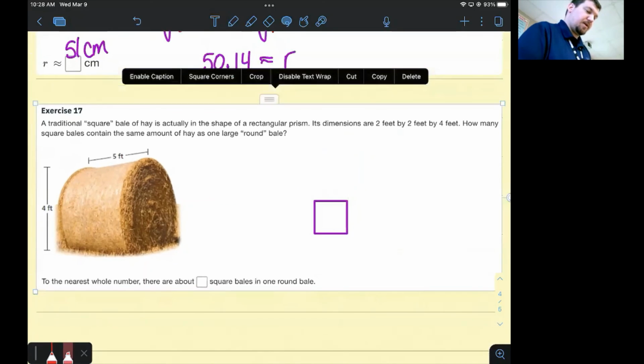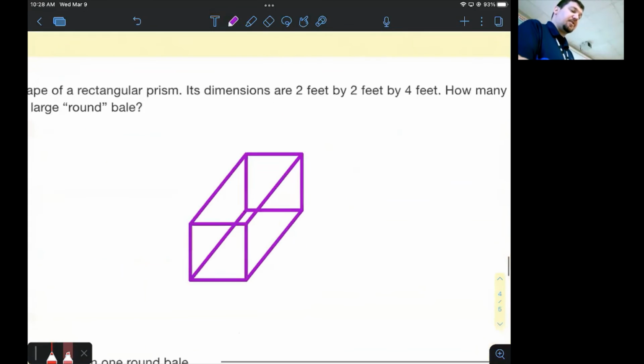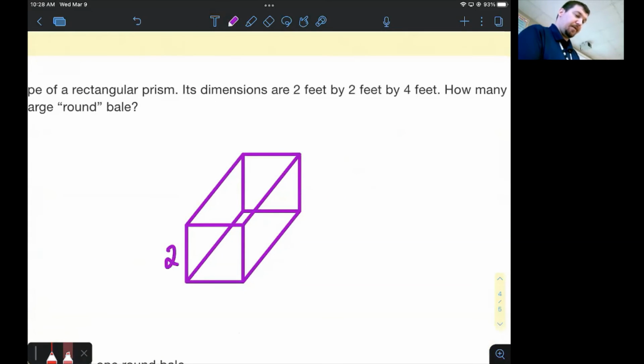You don't have to draw it. I'm just showing it so you can visualize it. A square bale of hay is going to look like this. It's actually a square prism or rectangular prism, depending on how you want to call it. It's three-dimensional, but they call it a square bale because the base is a square. Here are the dimensions: 2 for the length, 2 for the width, 4 for the height. Remember, the height doesn't have to go straight up and down. It's just the distance between your two square bases. So there's a square bale of hay.